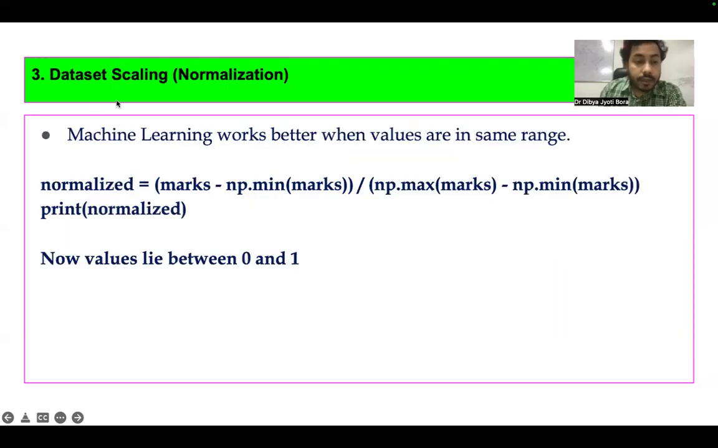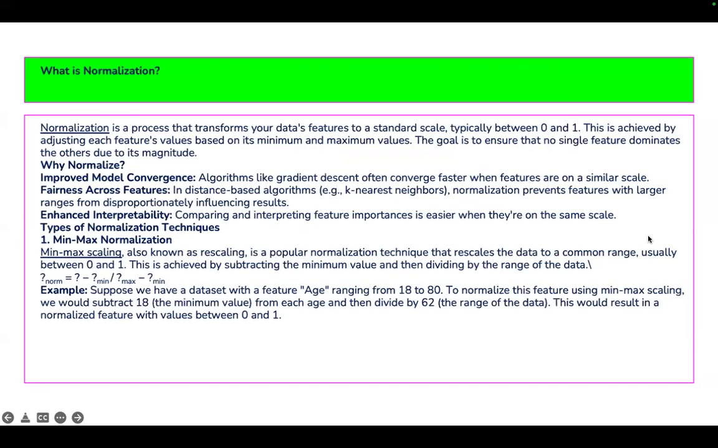Then one important thing we discussed is normalization, and we talked about the min max normalization, right? So the formula was normalize is equal to marks minus np.min(marks), divided by np.max(marks) minus np.min(marks), and print normalize. And generally the values will be lying between 0 and 1. Okay. This is the definition.